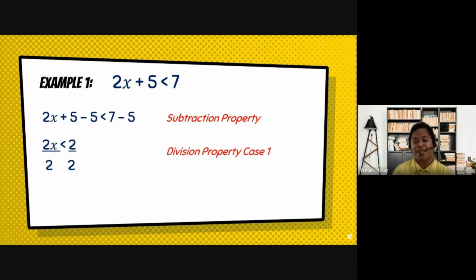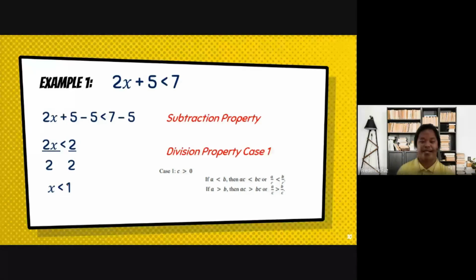Applying the division property case 1, so ito po yung case 1 kanina. So if we divide positive values for A and B, for example, A, the values in the left side, and B, the values in the right side. So if we divide positive values for both A and B, so we're going to remain the sign of the inequality. So we have here x less than 1, since 2x divided by 2 is x and 2 divided by 2 is 1.